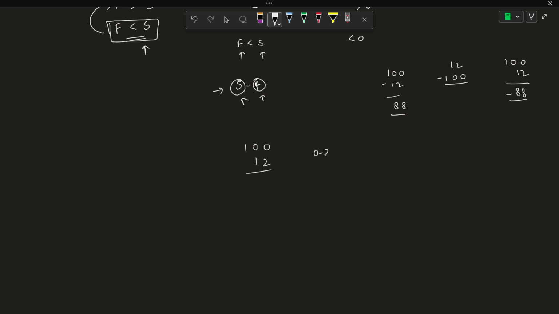So 0 minus 2 will be negative. It is less than 0. That is not possible. So what we do, we take one carry from here and then it becomes 10. So 10 minus 2 is 8. So it was already 0.